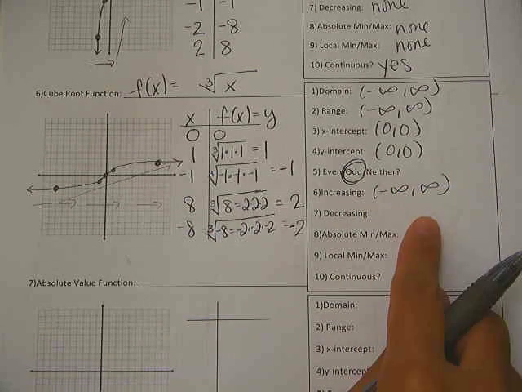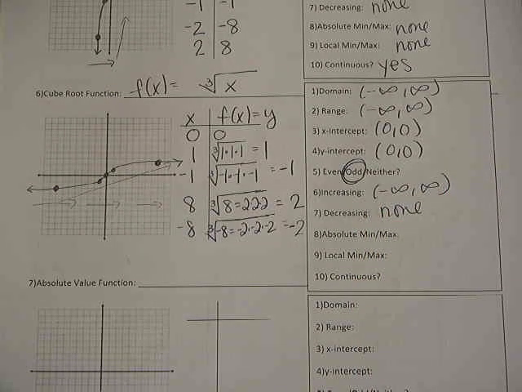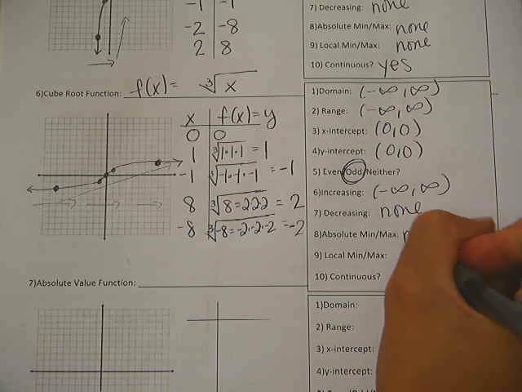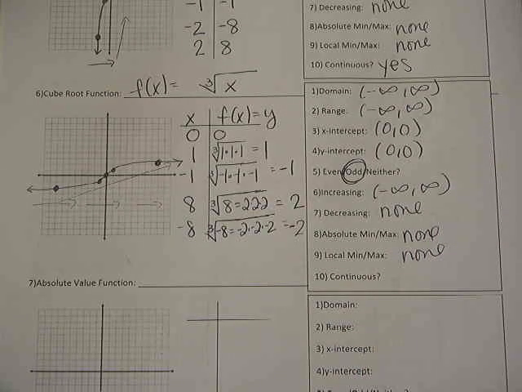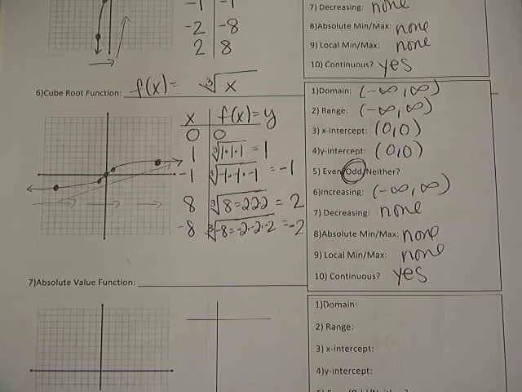Because it's increasing the entire time, decreasing is none. Absolute min and absolute max, because it's increasing the entire time, there's no such thing. So we're going to write none. And it is continuous because when I sketch it out, I do not have to lift up my pencil. So the answer is yes.